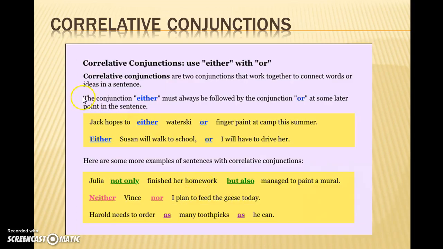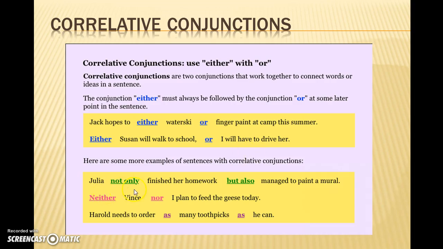All right, correlative conjunctions. Correlative conjunctions use either, or; neither, nor; or not only, but also. Just take a look at these examples and you can see kind of what we mean by the distinct pairs in these sentences. So Jack hopes to either water ski or finger paint at camp this summer. Either Susan will walk to school or I will have to drive her.